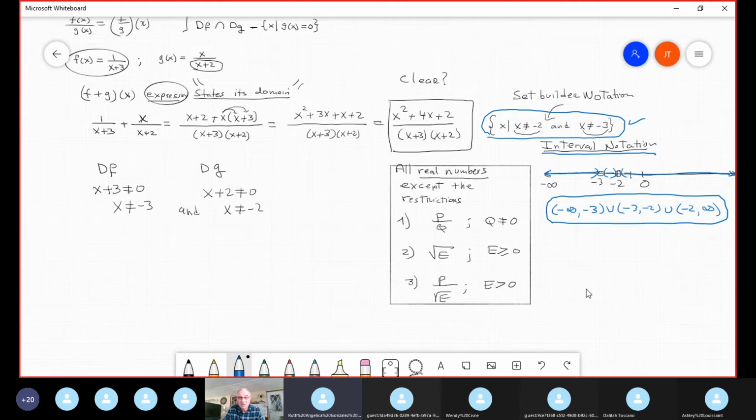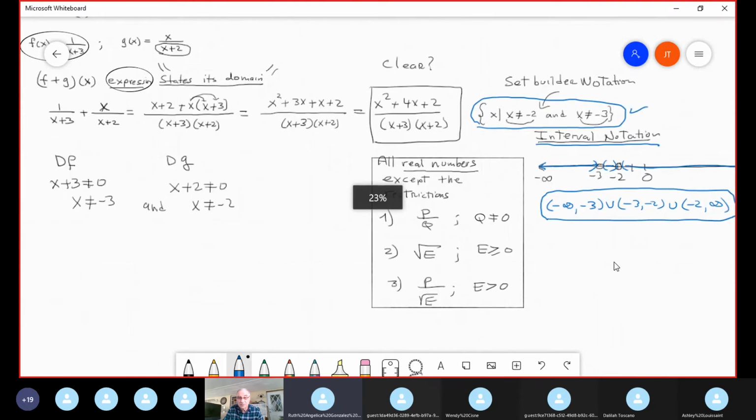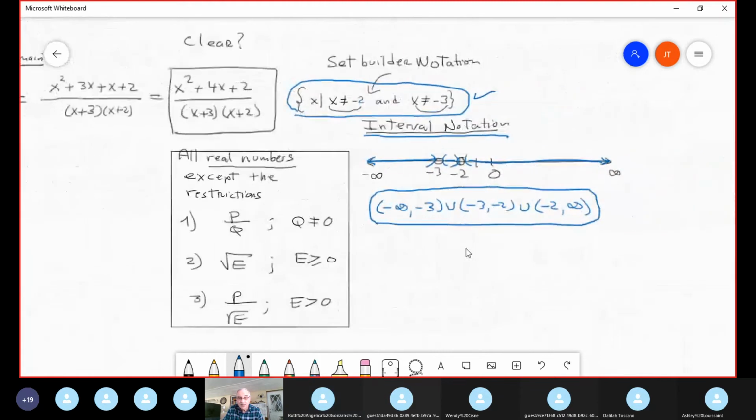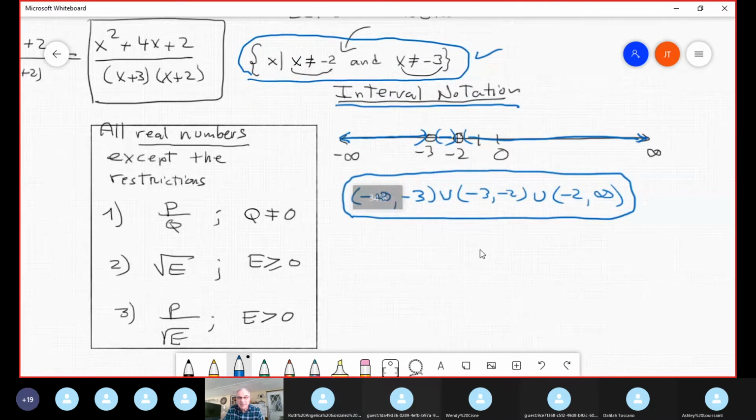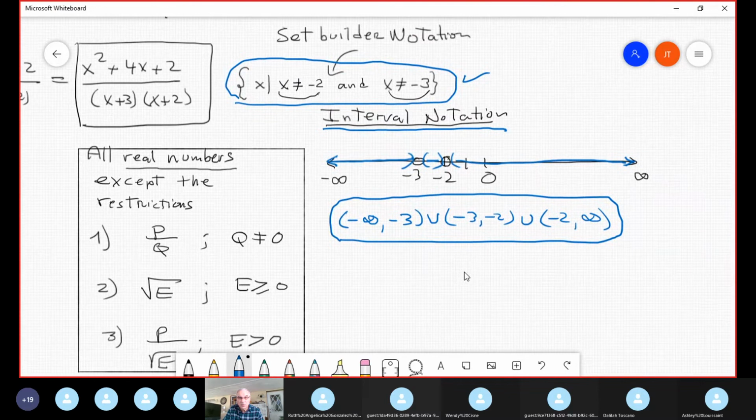Can you please explain again the graph and how you get that? Absolutely. I discovered algebraically that we have two restrictions, x not equal to -2 and x not equal to -3. So the representation graphically is all real numbers. This is my famous all real numbers. But I know that at -3 and -2 we have a couple of holes, because it's an illegal value.